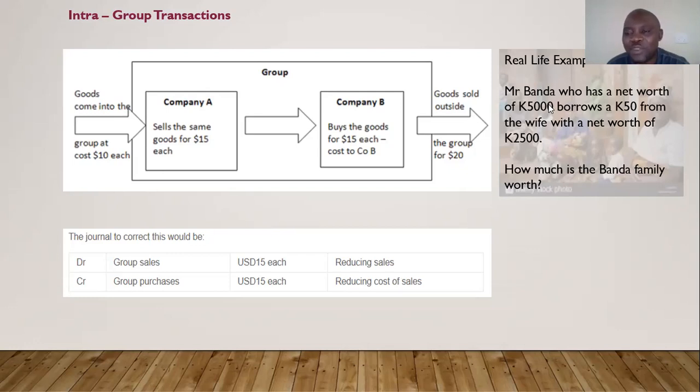So if you look at this real life example at your home, it means that your husband owes you 50 kwacha and you are owed 50 kwacha by your husband. So we need to cancel those. We need to clip them. We need to just cancel, to delete them. And this is what we are doing here.